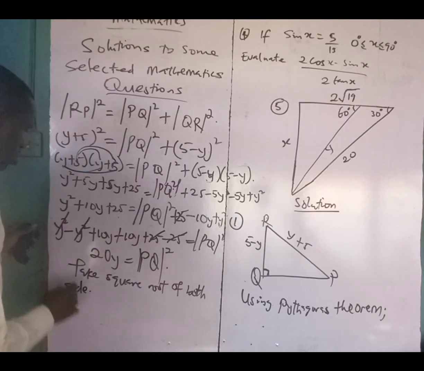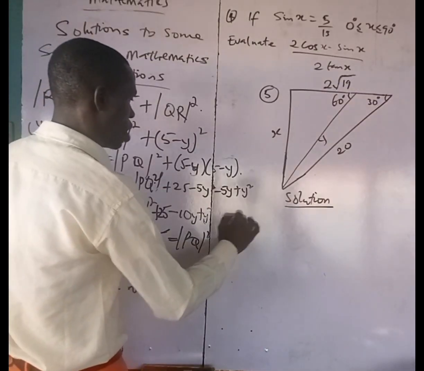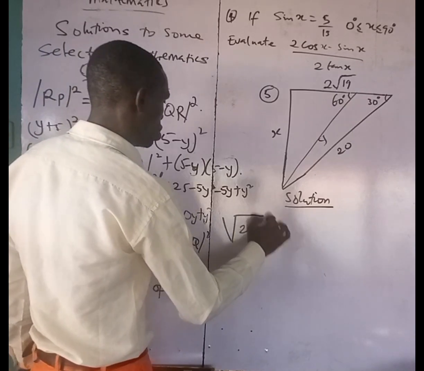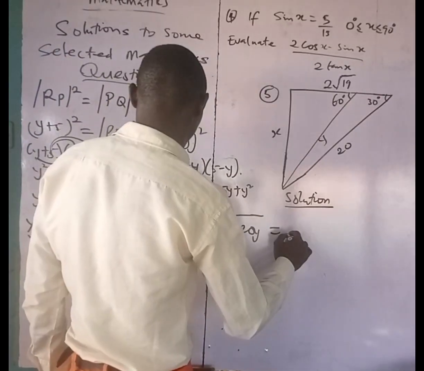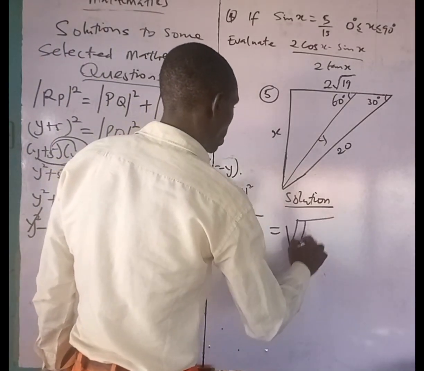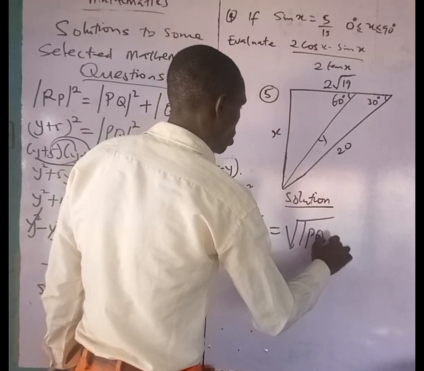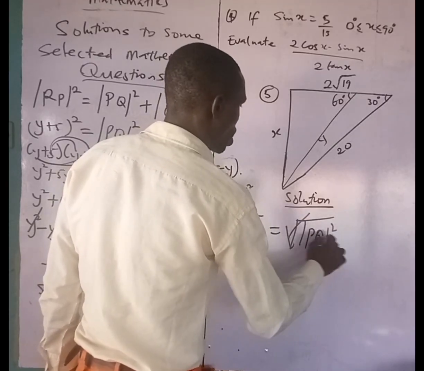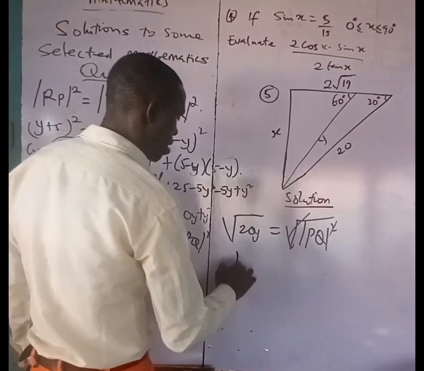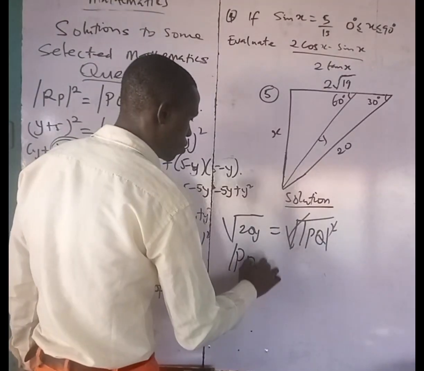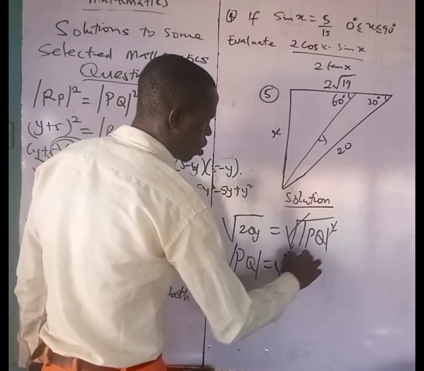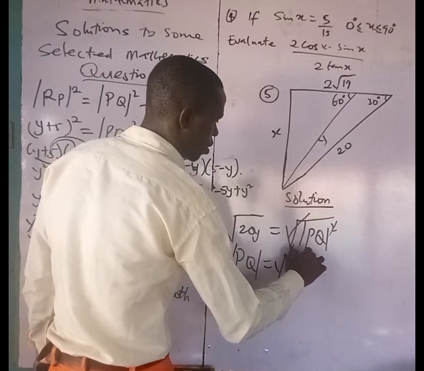The next thing is to take the square root of both sides. So you have the square root of 20y equal to the square root of line PQ squared. So this square can cancel this square. Then line PQ is the square root of 20y.